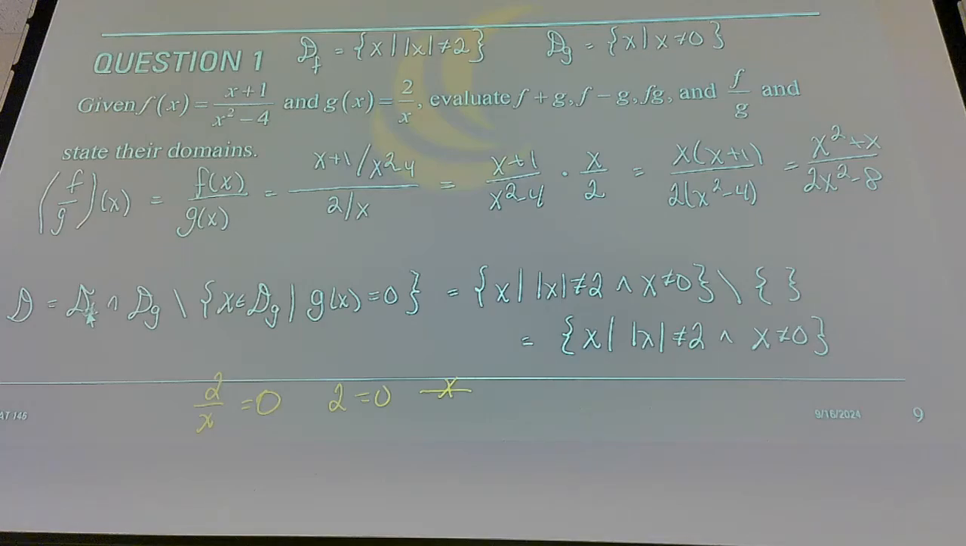Now, if you don't include x can't be 0, then what you're saying is you can take f and divide it by a non-existent term. Specifically, you'd be dividing it by 2 over 0, which is not possible. So you have to go through that entire process.